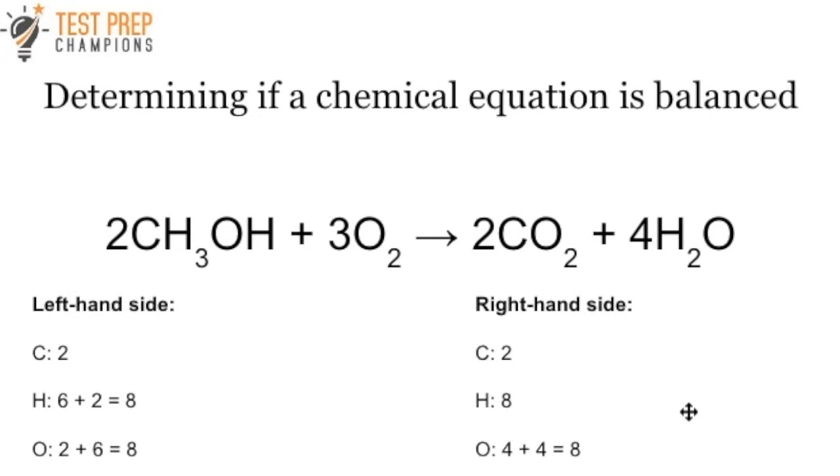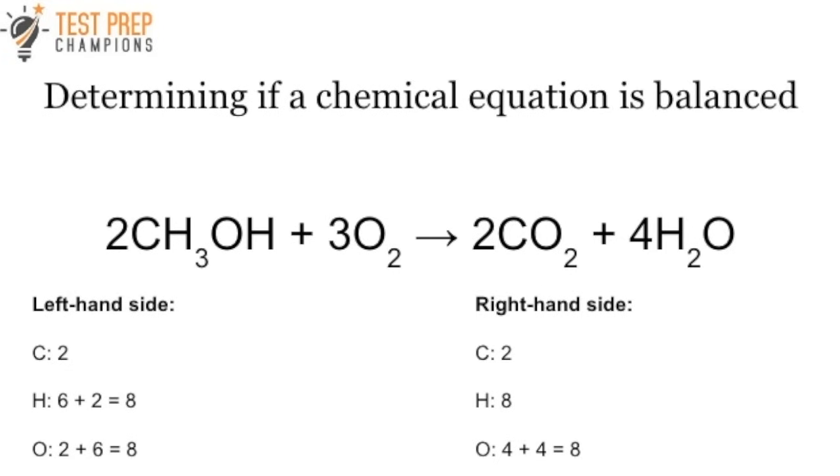So basically when you're checking if something's balanced, all you have to do is add everything up. Just remember, you have to look at the subscripts, you have to look at the coefficients, and you just take stock of everything you have here. If everything matches up, you're balanced out.